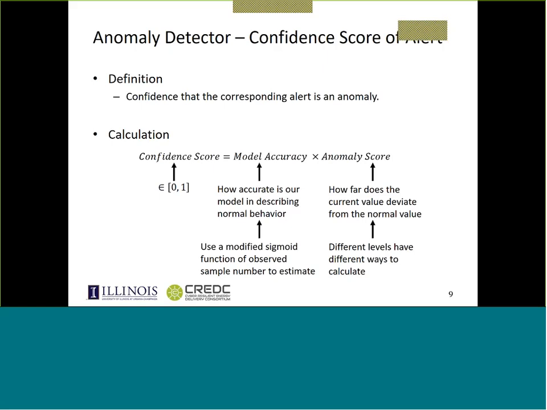The model accuracy is the accuracy of our model in describing normal behavior. We use the sigmoid function of the data sample number to estimate this model accuracy. The second part, the anomaly score, helps us measure how far the current value deviates from the normal behavior. As I said, different levels have different methods for anomaly detection, so they use different ways to calculate this anomaly score. And the confidence score is the product of these two parts.